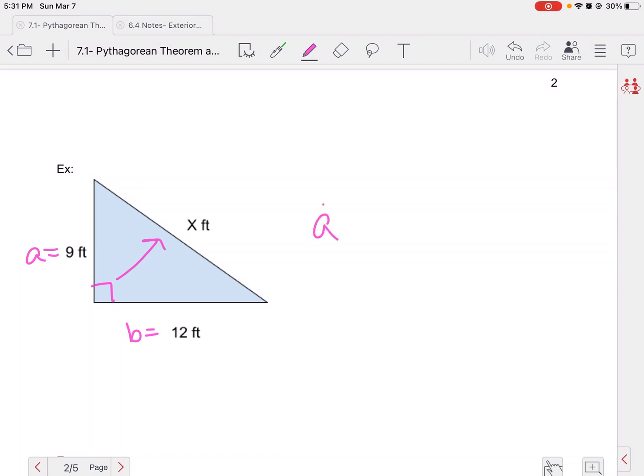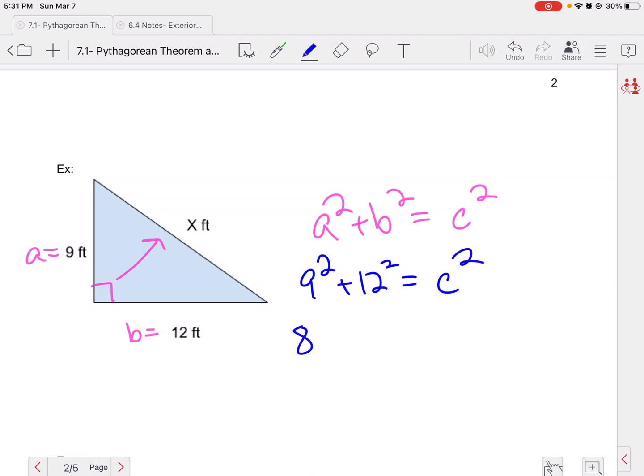So, again, I have A squared plus B squared equals C squared. And you're going to have to memorize that formula. But, again, if you're saying it to yourself every time you're doing one of your homework problems, it'll stick in there. So we're going to have 9 squared plus 12 squared equals C squared. Well, 9 squared is 81, because 9 times 9 is 81. 12 times 12 is 144 equals C squared.